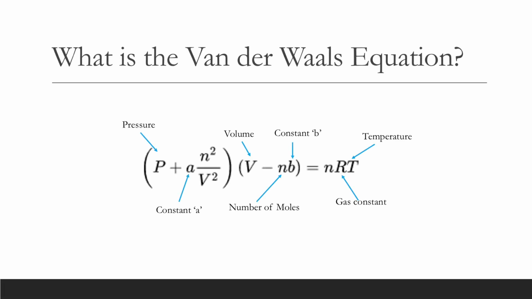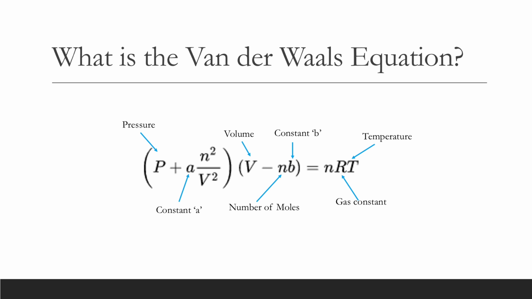So to start off, what is the van der Waals equation? The van der Waals equation, which is named after the Dutch physicist who created it, stems from the ideal gas law, PV equals nRT. However, the ideal gas law is often unrealistic because most gases do not act ideally. The van der Waals equation considers this fact, so van der Waals came up with an equation to account for it.